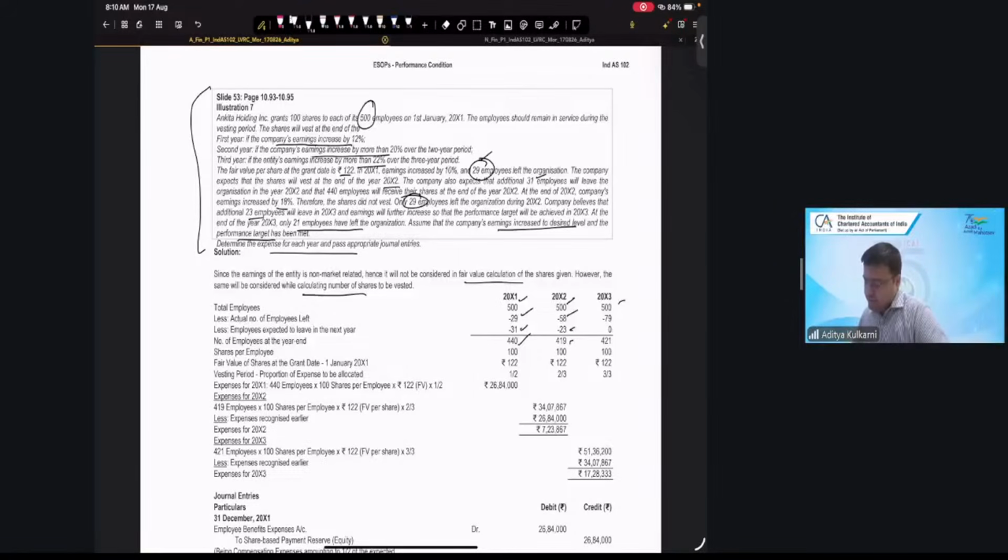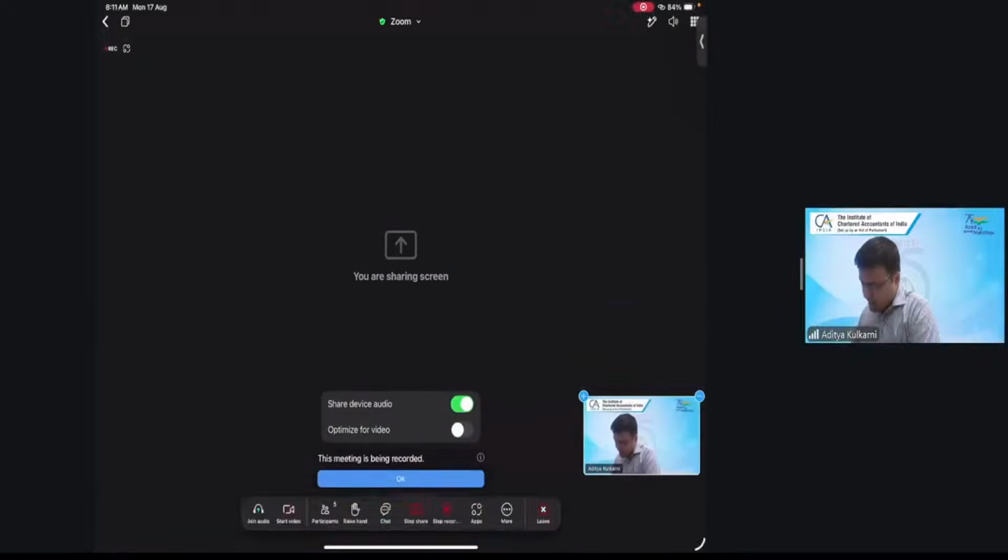And then 500, 58, another 21 employees left. So 58 plus 21, 79. Expected to leave, it won't be there because your plan itself is coming to a close. So 421 employees. Number of shares per employee, 100. Fair value at grant date, 122.